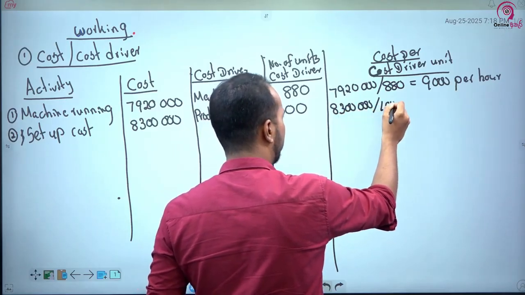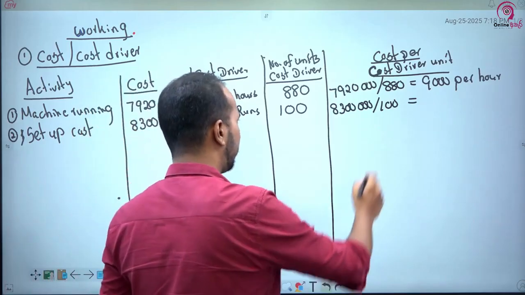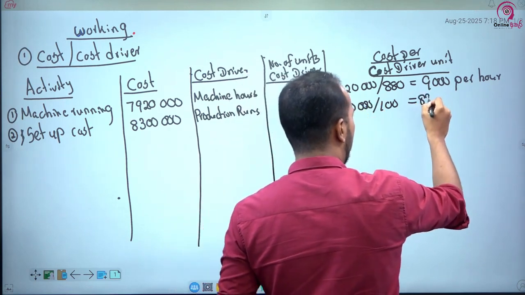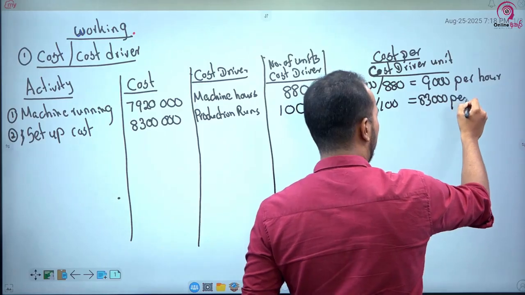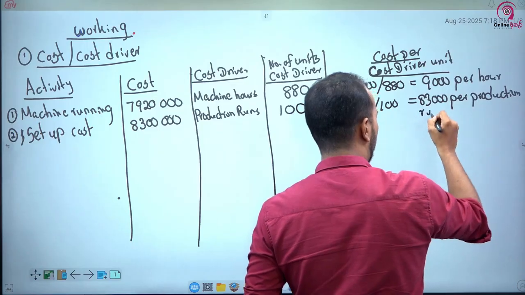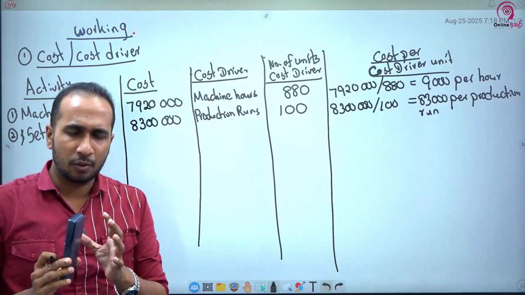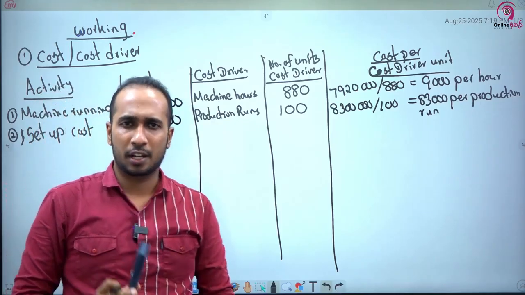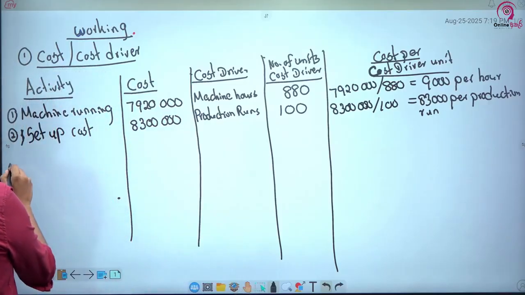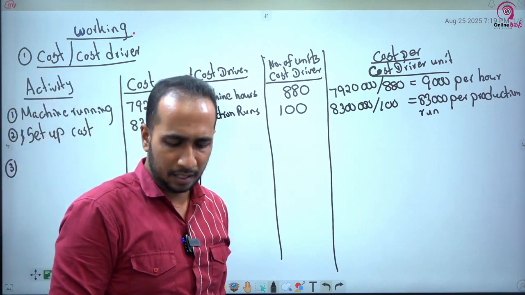divided by 100. So what is the value? If we remove the last two decimals, the value would be 83,000 rupees. 83,000 per production run. So this is the second activity. You have to calculate cost per cost driver for each activity. That is the approach. In the same way, you can calculate the cost per cost driver for the third activity.